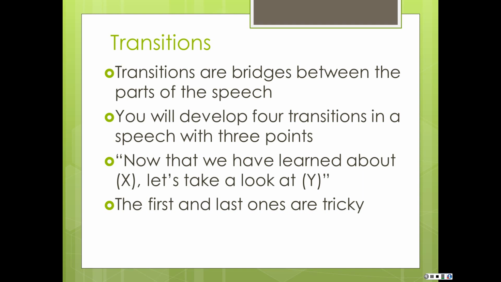The first and last transitions are tricky. It's hard to move from the introduction, where you're speaking in future tense, into the body of your outline, where you're going to then start speaking in present tense. Do your best with that one. Sometimes the best we can do is called a signpost. Read in your textbook about what those are and about how they're a little different than transitions. The last one is also tricky. I like to use an internal summary. You can look that up in your textbook as well, an internal summary.